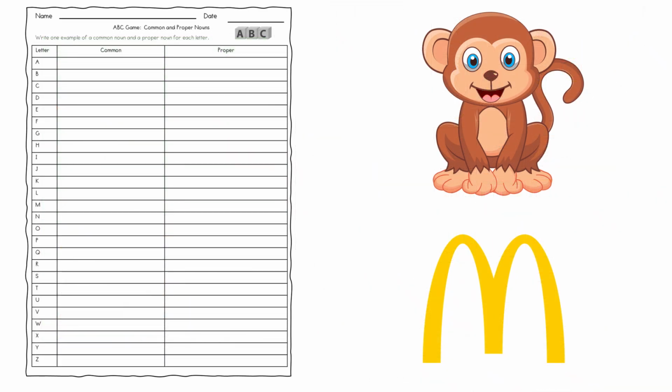This activity can be done individually or in teams. The students will brainstorm examples of common and proper nouns for each letter of the alphabet. For example, the letter M could stand for monkey and McDonald's. This page is free on my website.